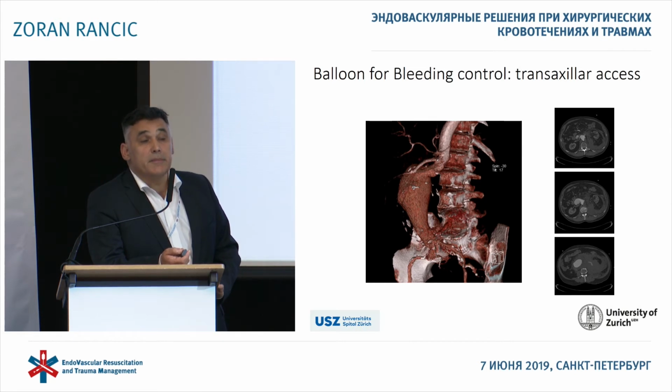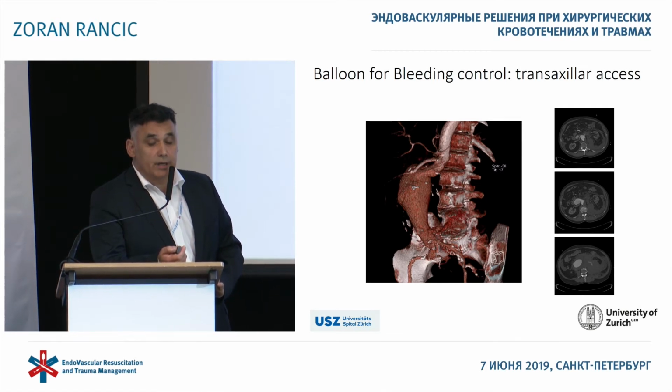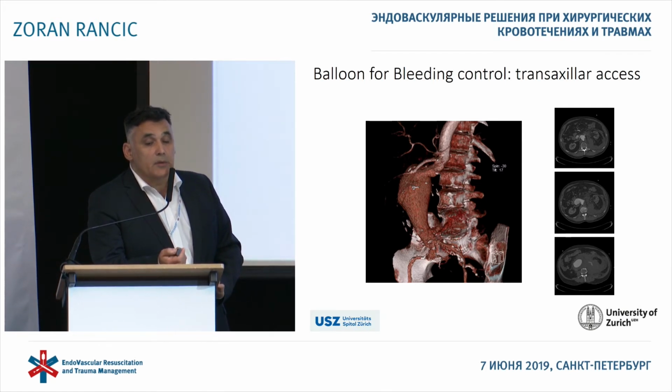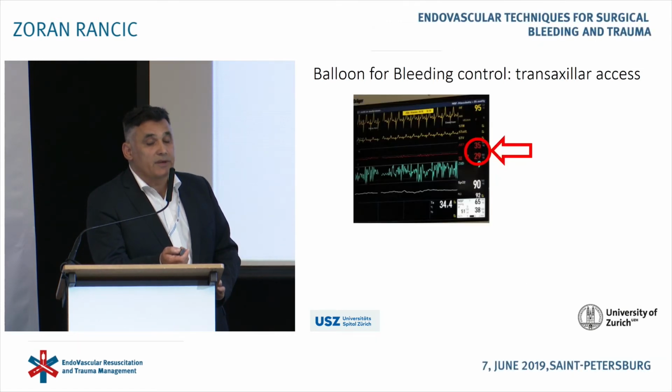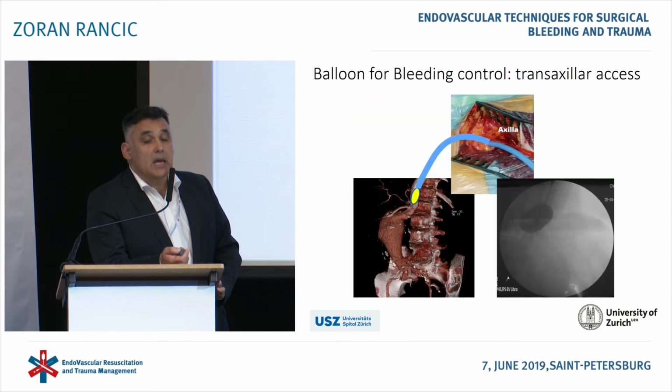But in some cases we are using transaxillary access. This is, for example, a patient with a juxtarenal aneurysm. In this case, maybe we would do a chimney, but the position to put a balloon was so difficult, and the patient was completely unstable. Normally, we do not intubate the patient, but in this case, we intubated the patient. We dissect the axilla. We never go through transbrachial access.